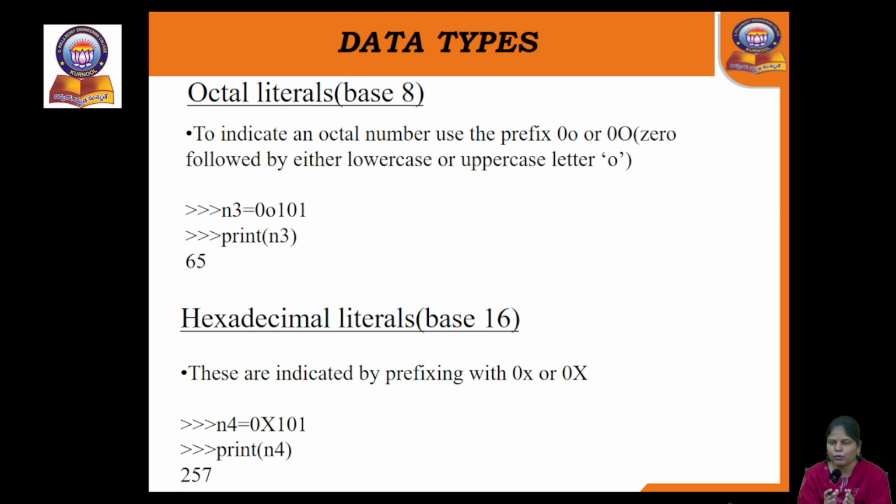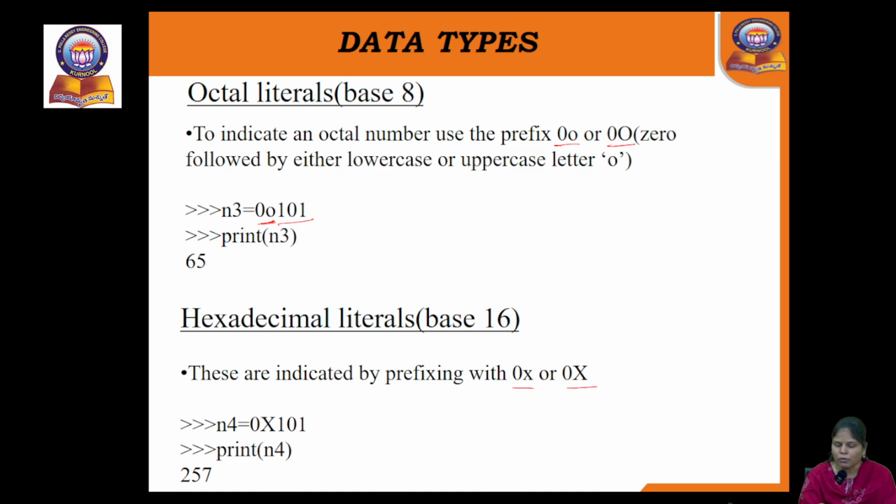If you want to differentiate the different formats of a number, say if you want to mention a normal integer, then just assign an integer value. If you want to indicate an octal, you have to prefix it with 0o or 0 capital O. If you want to indicate a particular number as hexadecimal, then you have to prefix it with 0x or 0 capital X. So here I am considering n3 equal to 0o101. Now what is the format I am using? 0o, that indicates octal, that means base 8.